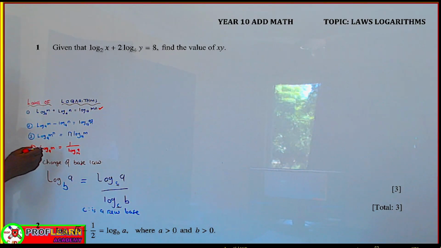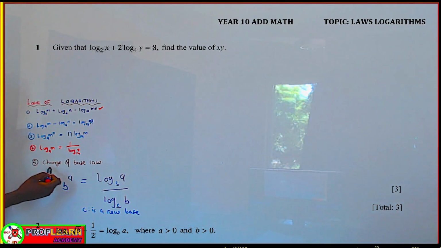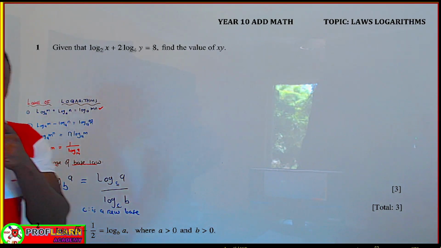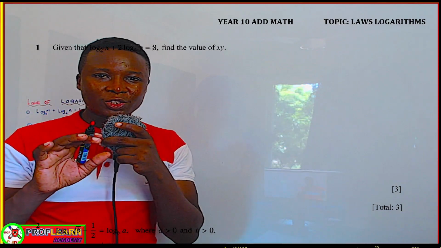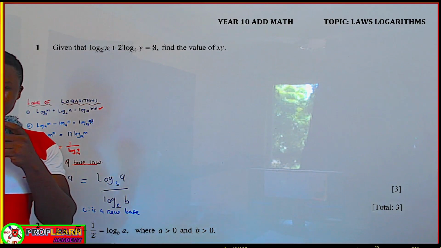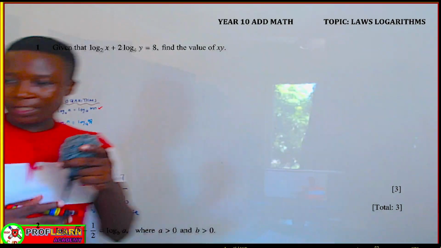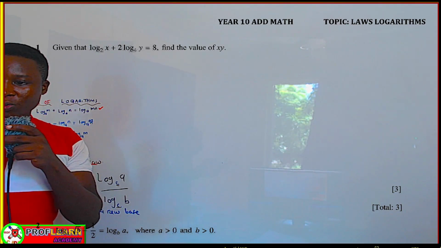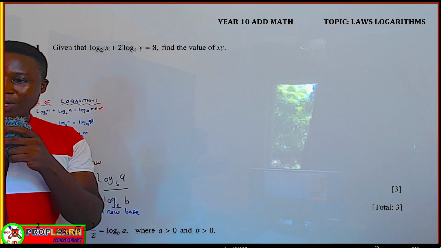But if you have log m base a and you want to switch the position of m to become the base and a become the number, you can express that as 1 over log a base m. That is the change of base law. Sometimes you'll be given questions where you don't have the same base, for instance, the question that we have at this particular point. So here we have log x base 2 plus 2 log y base 4.